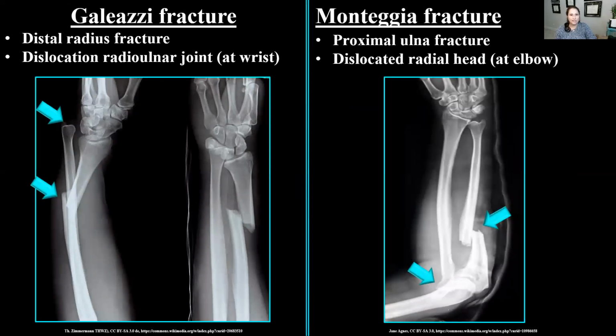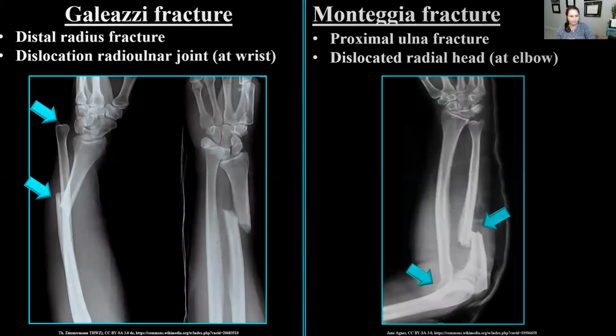A Galeazzi and a Monteggia fracture. These are also common on the boards. In a Galeazzi fracture, this is going to be a distal radius fracture and a dislocation at the wrist of the radioulnar joint. So Galeazzi is going to be at the wrist. A Monteggia fracture is going to be a proximal ulnar fracture and a dislocated elbow, so a dislocated radial head at the elbow. So remember, Galeazzi's wrist, Monteggia is going to be at the elbow. Remember, Monteggia is ulnar, Galeazzi is radius.